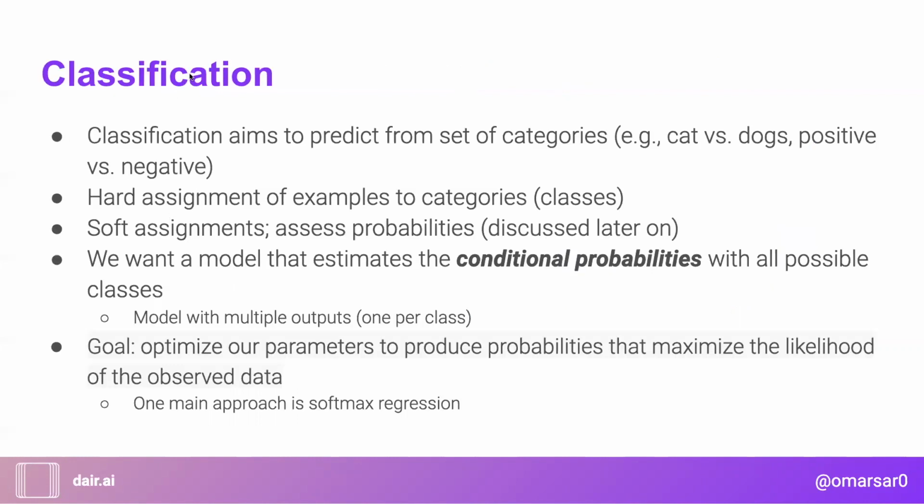Okay, and the classification. So we did linear regression, now classification. I just have a couple more slides, so bear with me here. Classification, right? So aiming to predict a set of categories, either as a hard assignment or soft assignment.